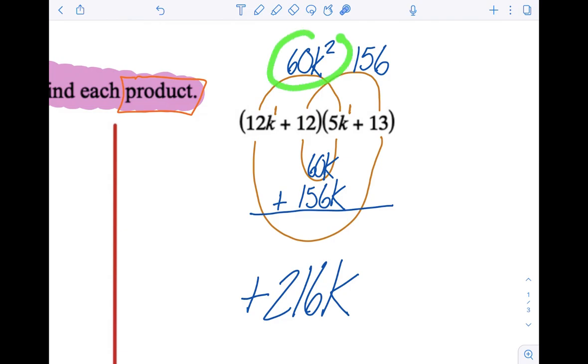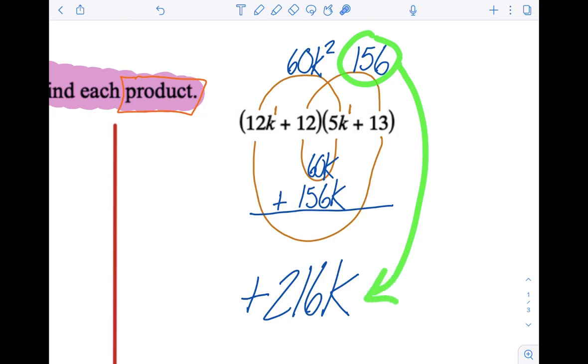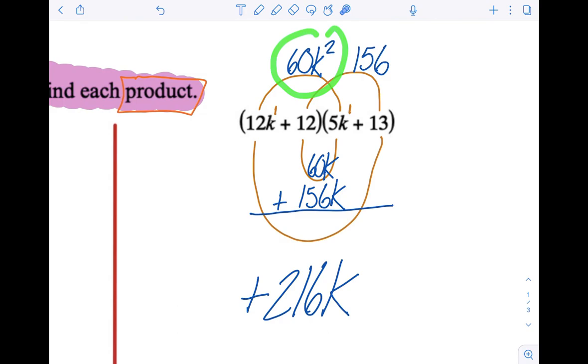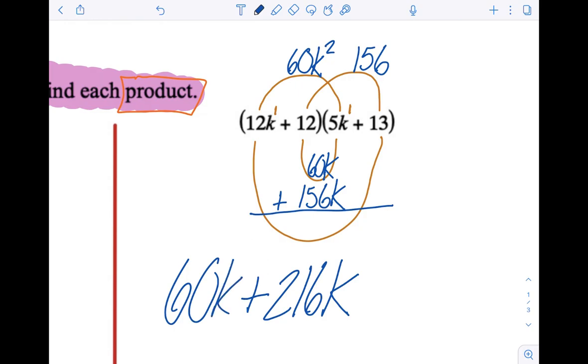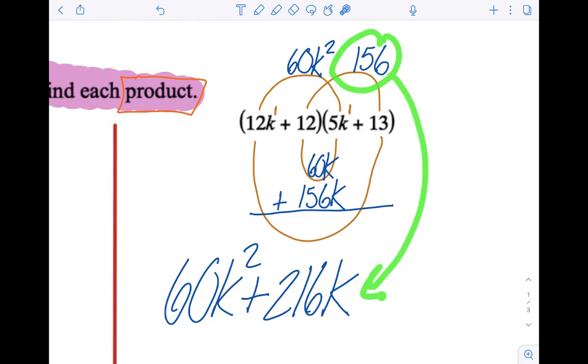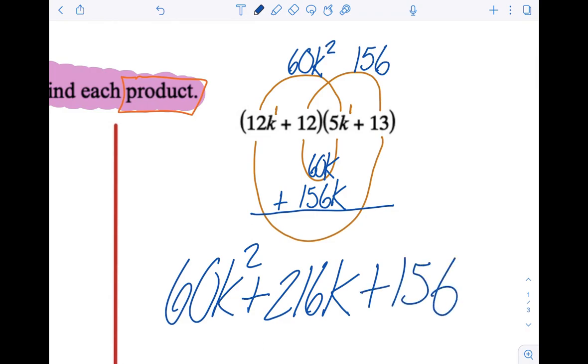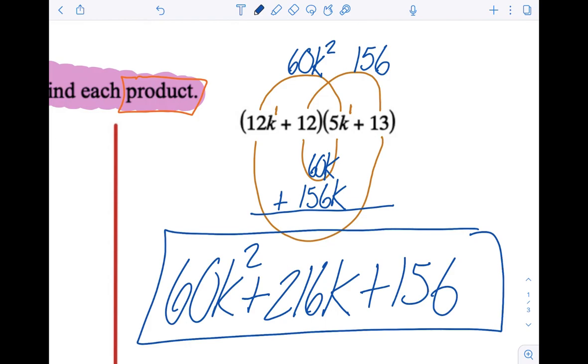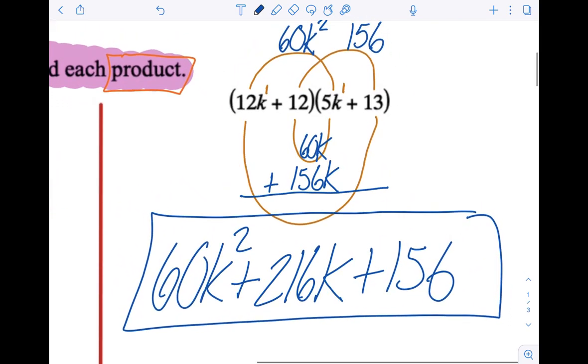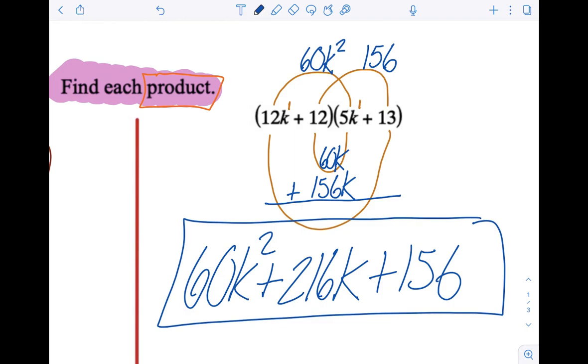Now, everybody see this 60K squared? That's going to come down and park itself right there. You guys see this 156 here? That's a positive 156, so that's going to come and park itself right here. So let's work with this one first. It's going to be 60K to the power of 2. And then this one, like I said, is a positive 156, so it's going to come down here and park itself there as plus 156. And that right there, kiddos, is our solution. Right? There you go. Look at that.